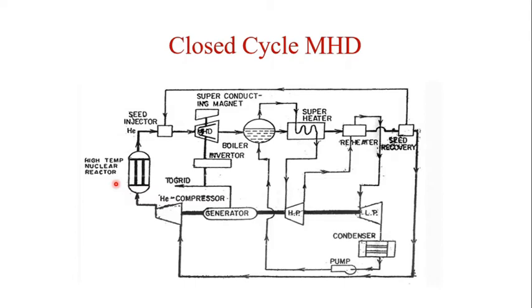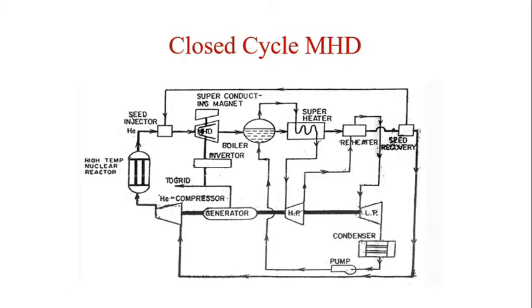Then the liquid metal with high velocity is passed through the MHD generator to produce DC power. The liquid potassium coming out of the MHD generator is passed through the heat exchanger to use its remaining heat to run the turbine and then pumped back to the reactor.